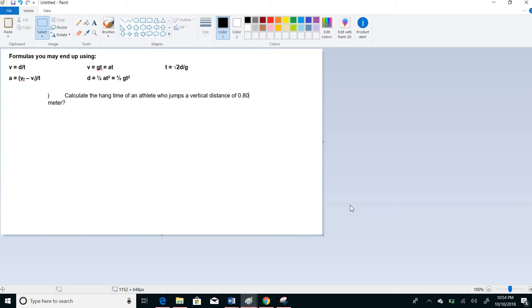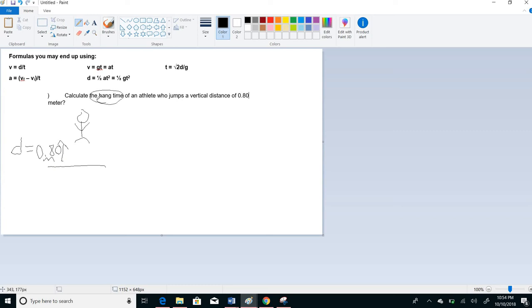So with this one, it's saying calculate the hang time of an athlete who jumps a vertical distance of 0.80 meters. So I want to draw my athlete, and my athlete is jumping up from the ground a total of a distance of 0.80 meters. So jumping up, and then it's asking the hang time.